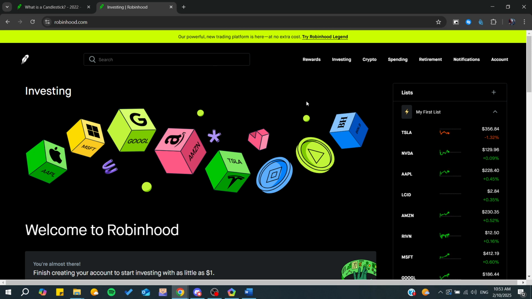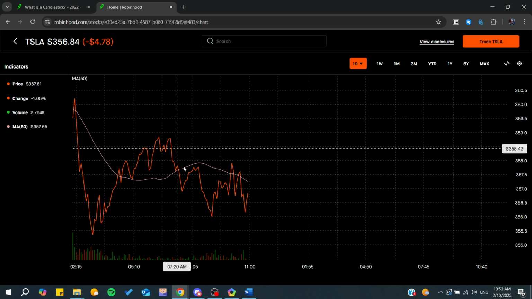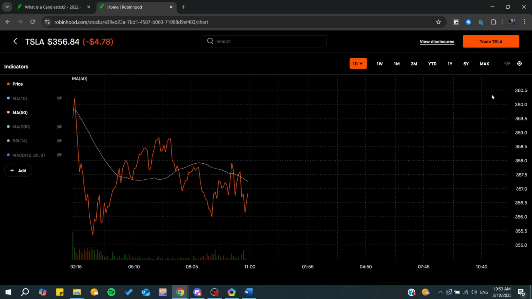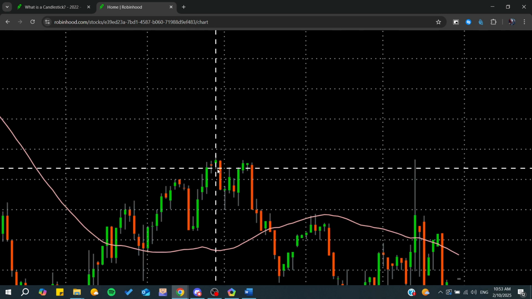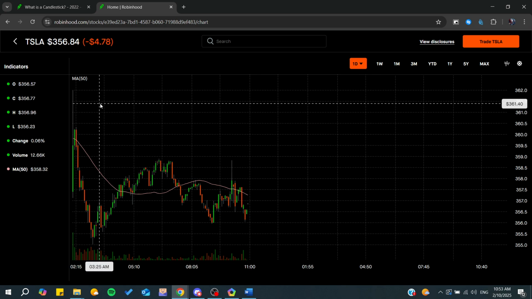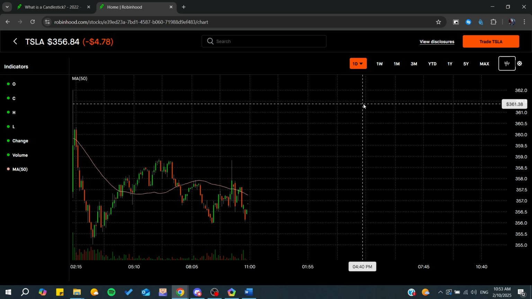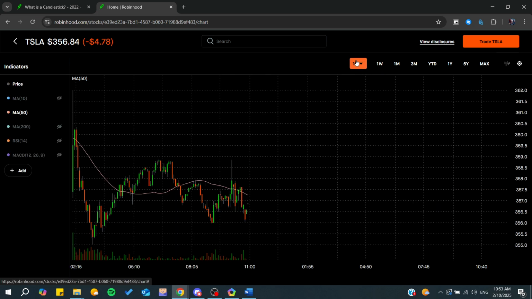And in Robinhood, if you want to see the candlestick, you just need to go here and go to the advanced in the charts and change your chart from a line chart to a candlestick, and then you can start reading the candlestick. And of course, you can zoom in on the candlestick by narrowing your day or whatever you would like.